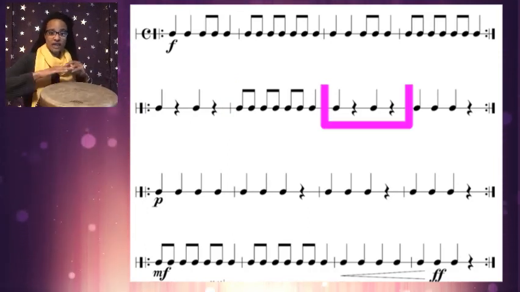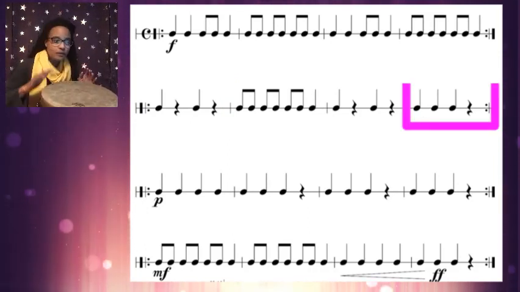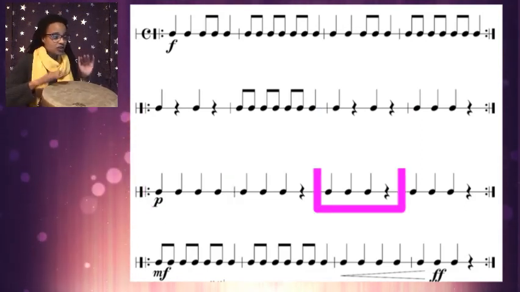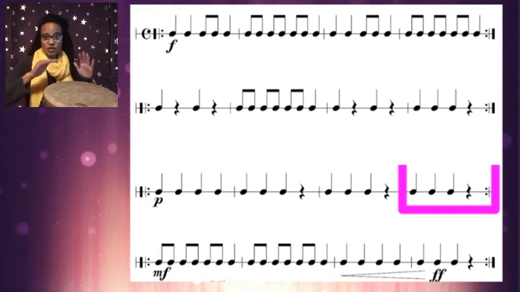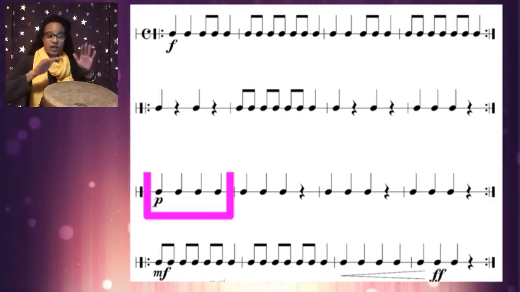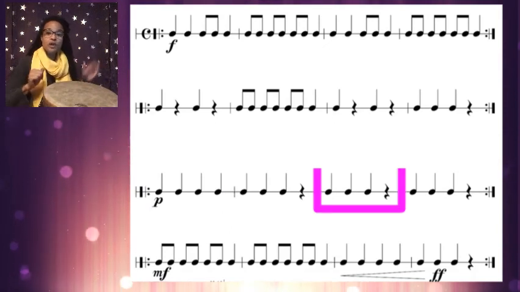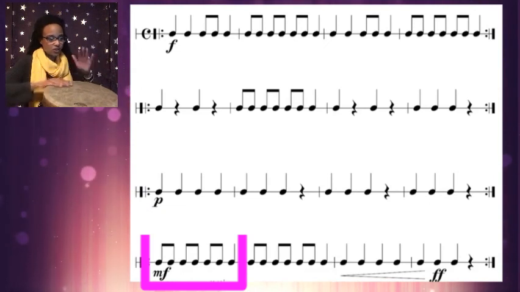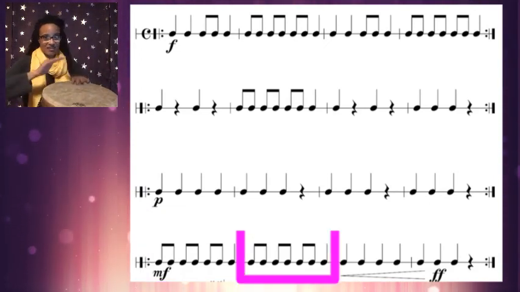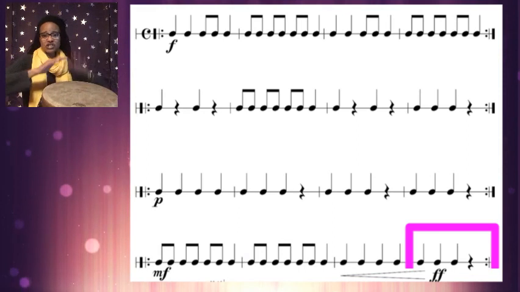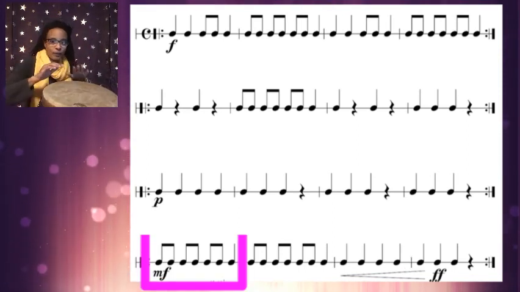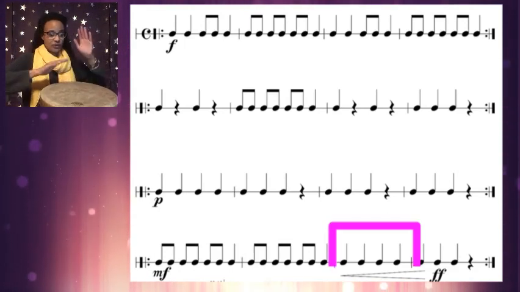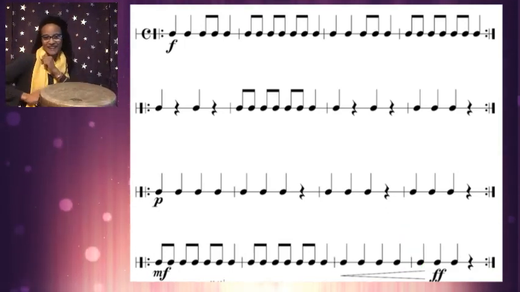1, 3. 1, 2. Quiet. 1, 2, 3. 1, 2. 1, 2, 3, 4. 1, 2. 1, 2, 3, 4. 1, 2, 3. Medium loud. 1 and 2 and 3 and 4. 1 and 2 and 3 and 4. 1, 2, 3. Crescendo. 1 and 2 and 3 and 4. 1 and 2 and 3 and 4. 1, 2, 3, 4. 1, 2, 3.